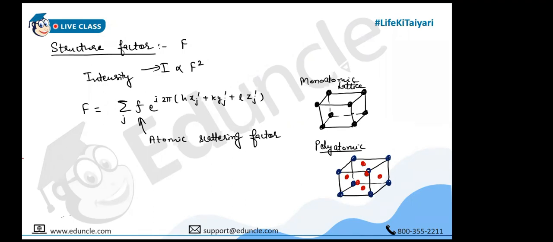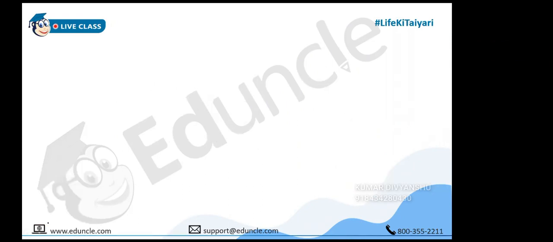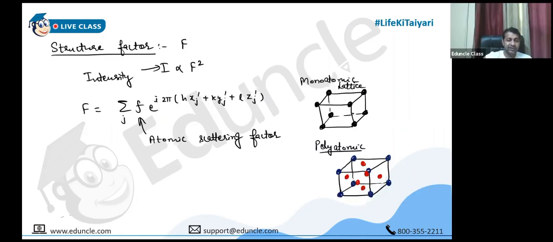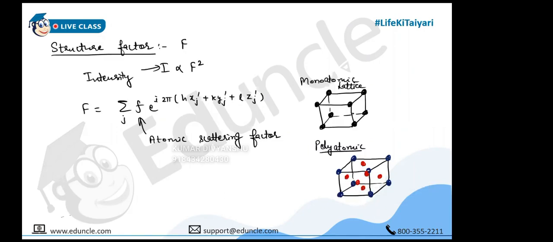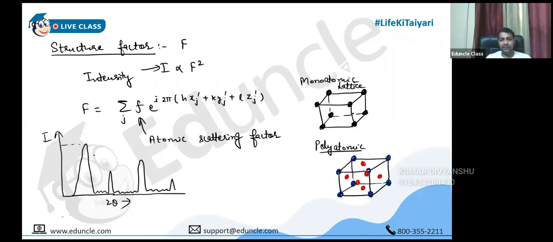BCC, and FCC. Sir, what was that intensity about? Which intensity of the X-ray diffraction pattern? I told you yesterday also that intensity means that peak. This is intensity, the height of the peak. This was 2 theta. Okay. This is the intensity, the height of the X-ray diffraction peak, that is called intensity.